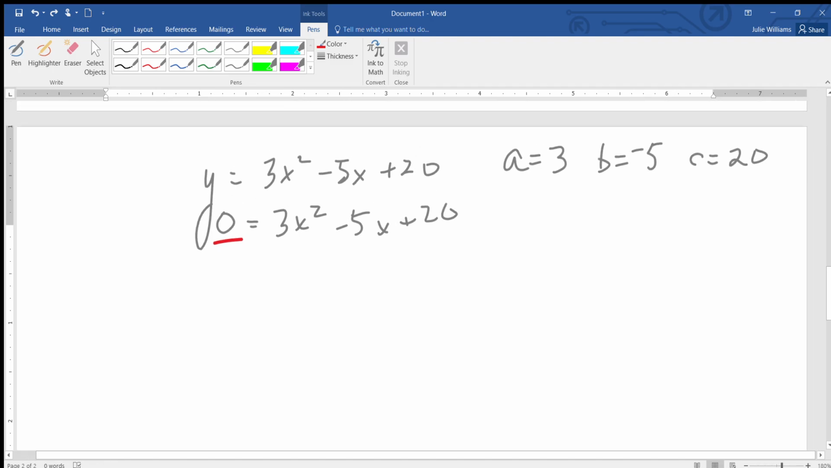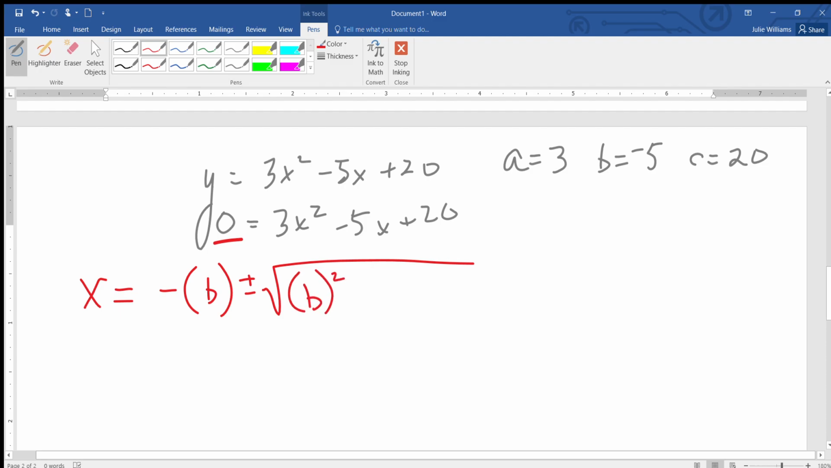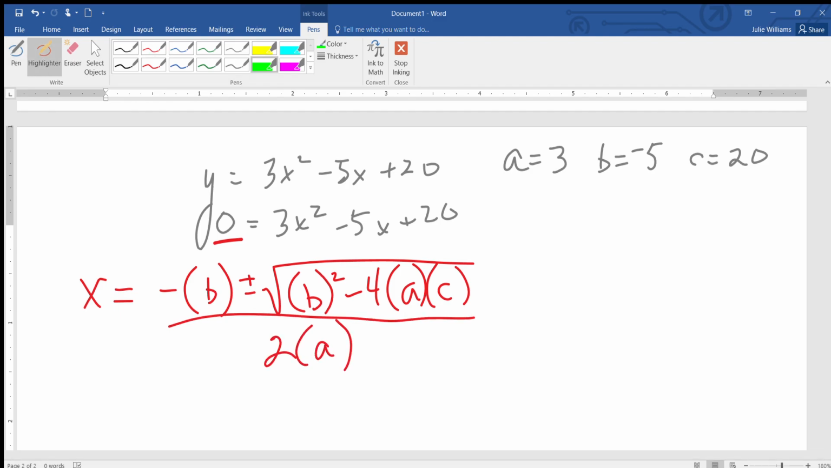We know that x is equal to negative b plus or minus the square root of, parentheses, b squared minus 4 times a times c, and that is all over 2 times a. And let's highlight these guys again. Be easier to see. And then my b's, and then my c's.